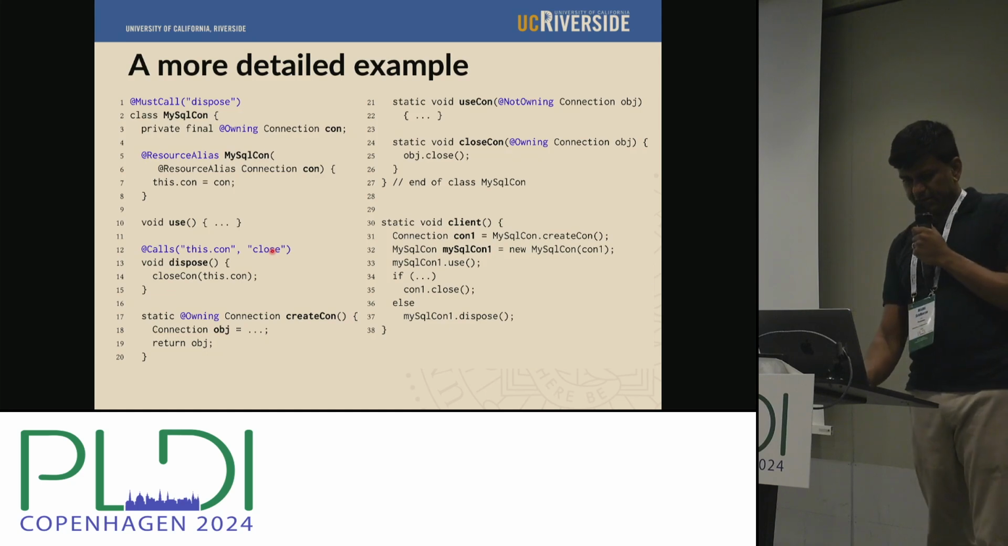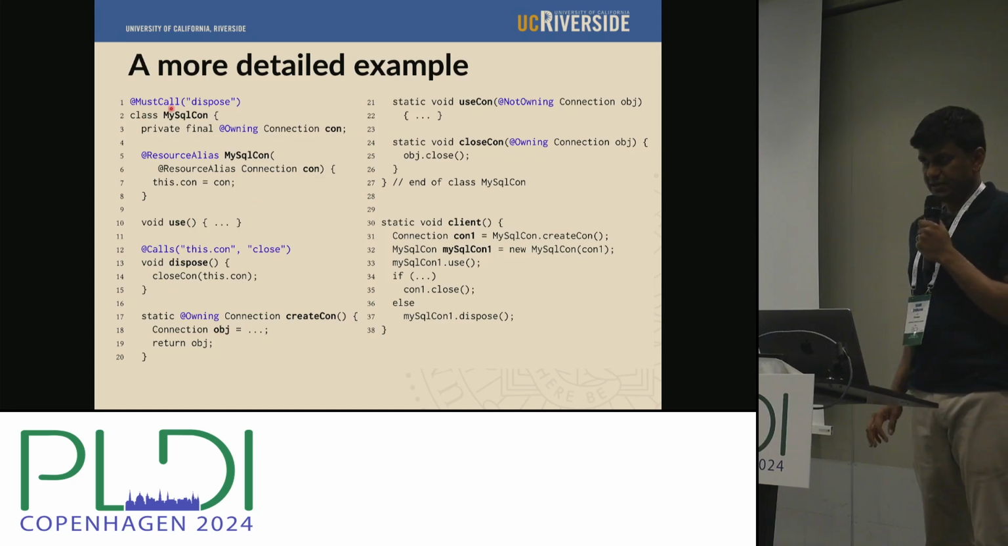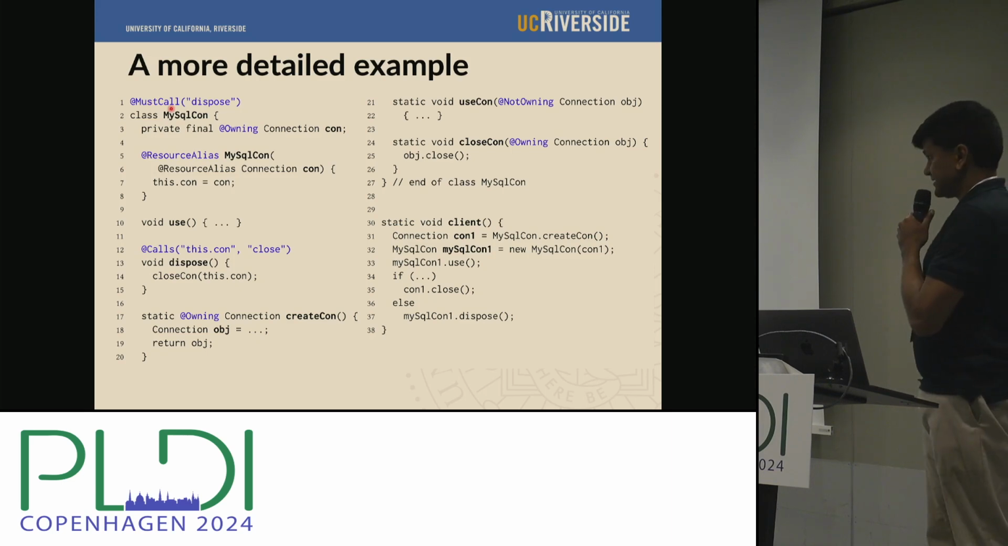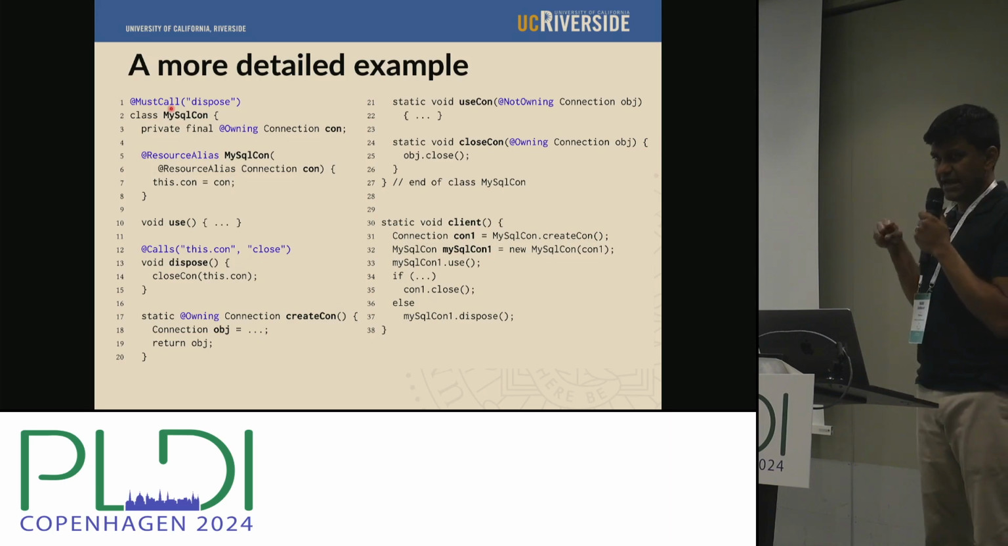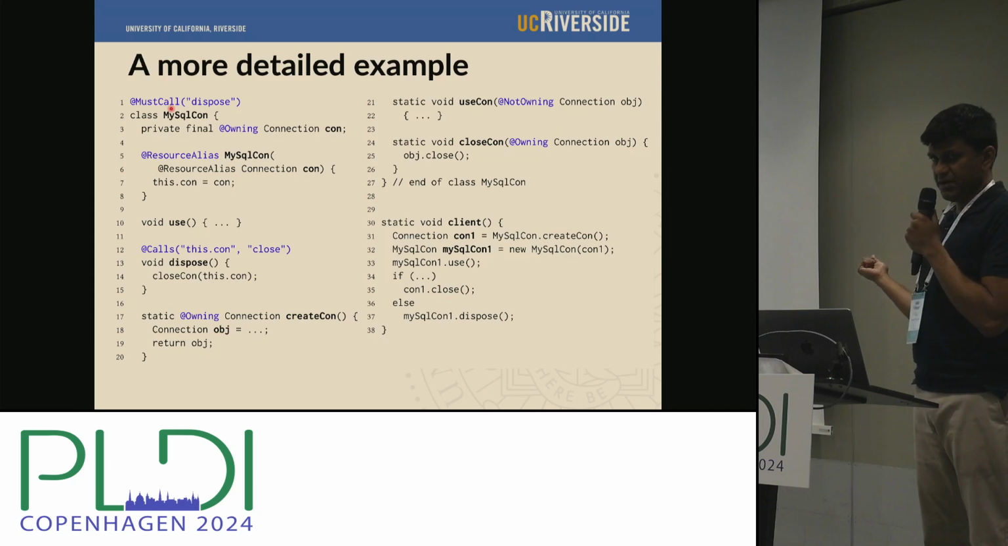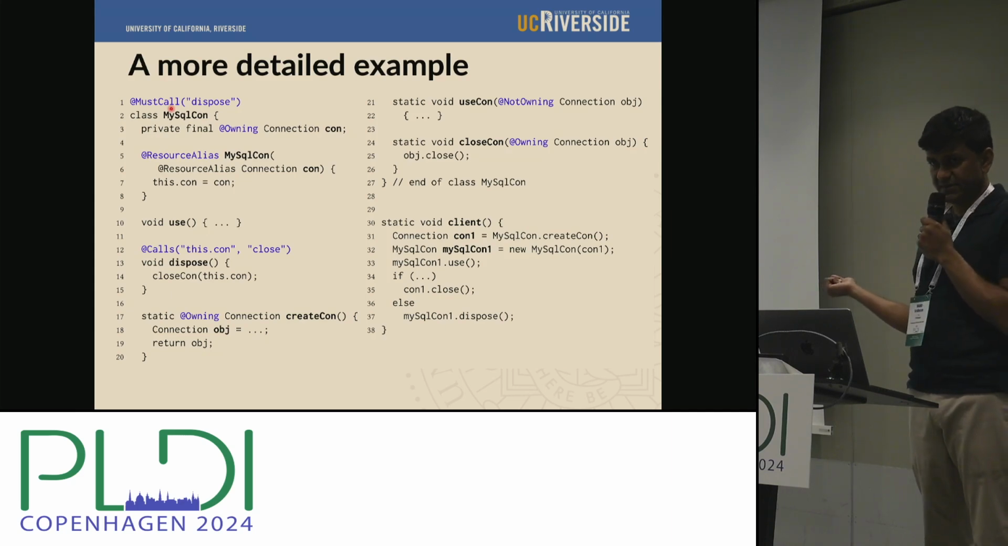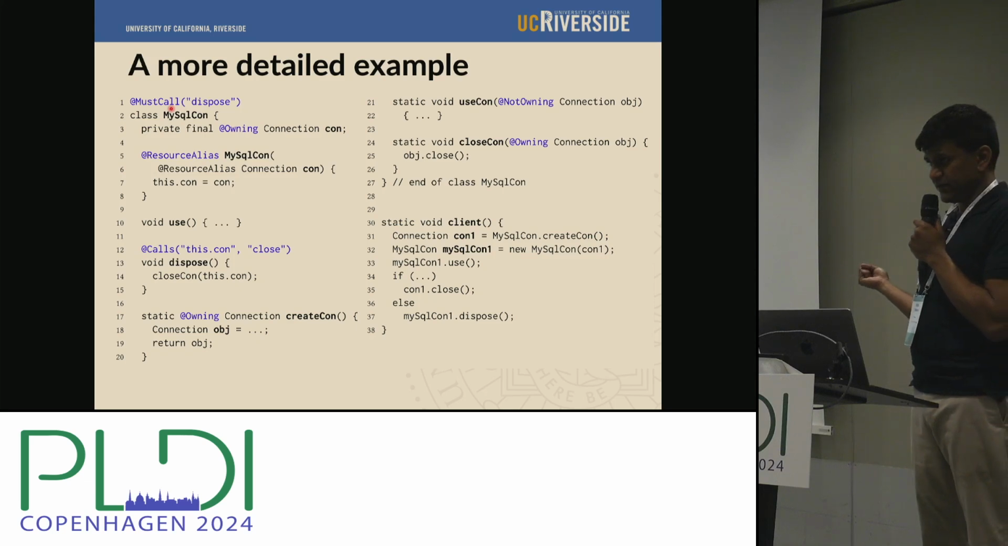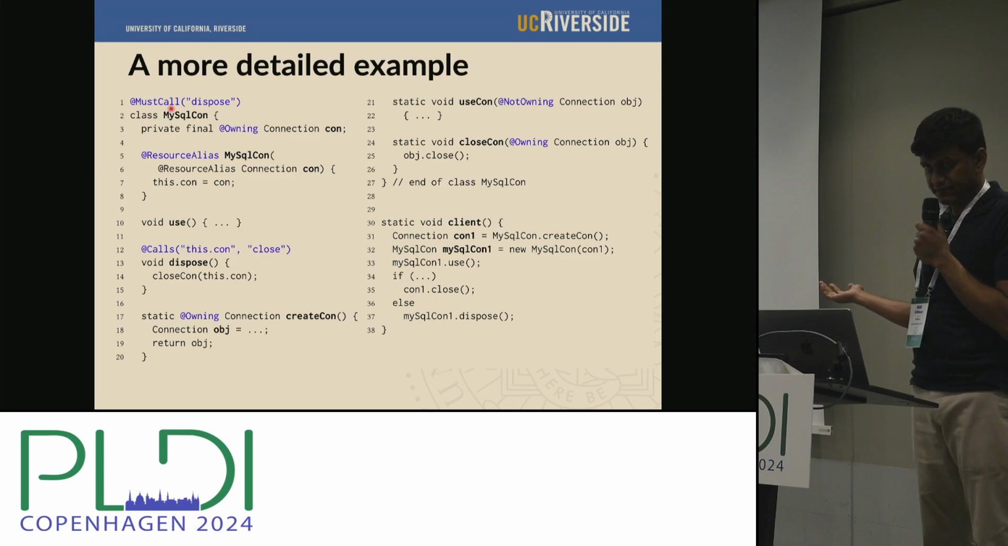And then finally, we have a top-level annotation that tells the users of this class, if you're creating a MySQLCon object, you have an obligation to call its dispose method, right? Because that's the thing that's going to get rid of the resources that are managed by this type.